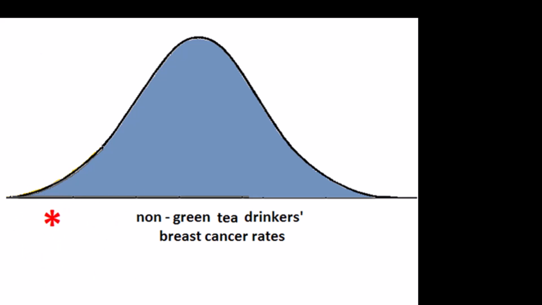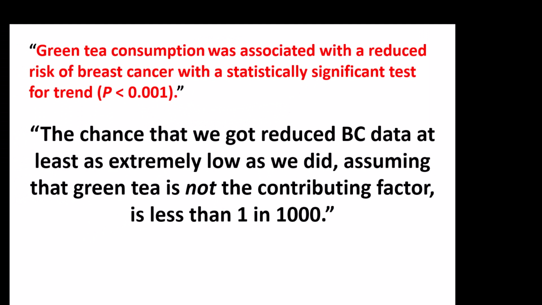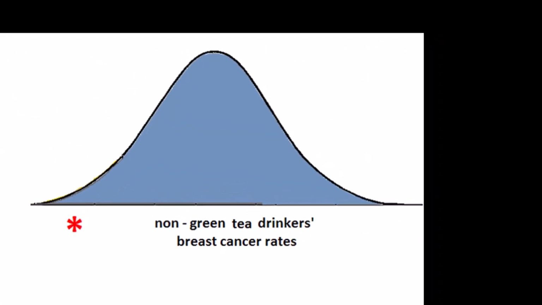Now, it could be way down there for two reasons. The first is that maybe green tea literally has no effect whatsoever on breast cancer rates, and we just happened to get lowered breast cancer data. Maybe. But the chance of that happening, as we just saw, is less than 1 in 1,000. So there's a very small chance that if green tea is not the associated factor with the breast cancer lowering, we would have gotten the data we got. So if it wasn't random chance, then what is it?